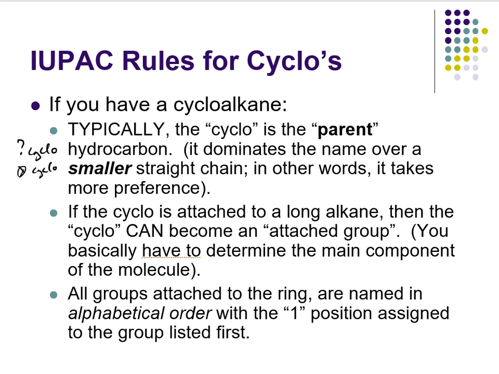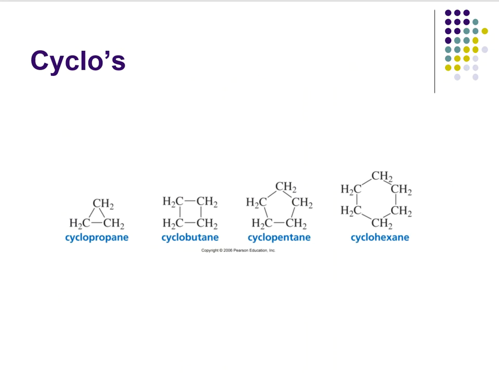If the cyclo group is attached to the really long alkane, then this cyclo unit is still going to be called a cyclo unit, no matter how that goes. But again, we just change the -ane to -yl. So cyclopentyl and cyclopentane: one is the longest chain, the other is a substituent name. All right, so let's take a look at some examples.